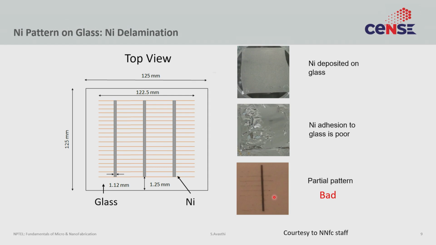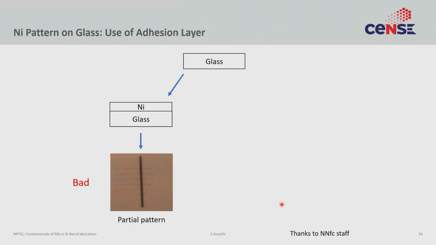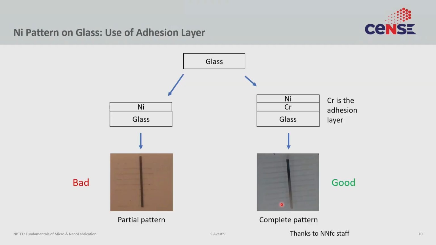So you wanted a pattern that is continuous, but you are getting a non-continuous pattern, which is obviously bad. So what's the problem? The problem is nickel doesn't stick to glass. What can we do about it? It so turns out it's something very simple you can do. You can introduce a thin layer of chromium between the metal and the substrate. Chromium acts like an adhesion layer.